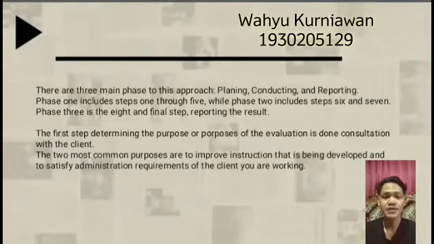The first step, determining the purpose or objective of the evaluation, is carried out by consulting with clients. The two most common goals are to improve the instruction under development and to meet your client's administrative requirements. Most state agencies are required to include an evaluation component to help ensure that project objectives are met and to report on how money has been spent.